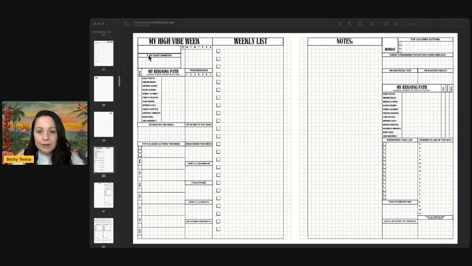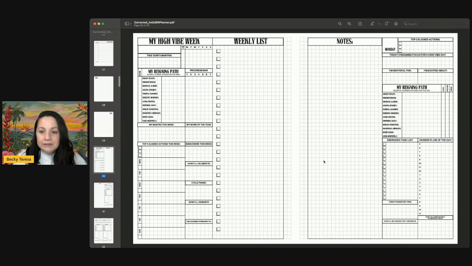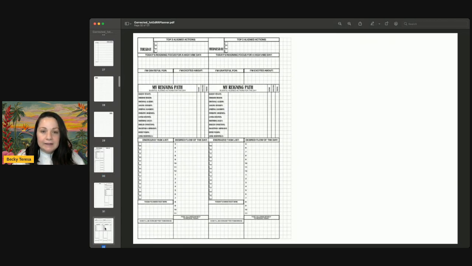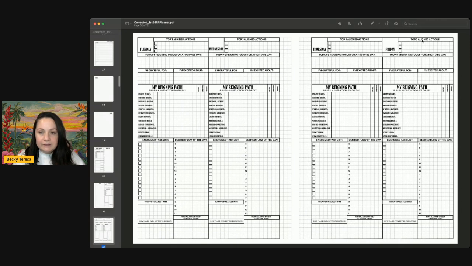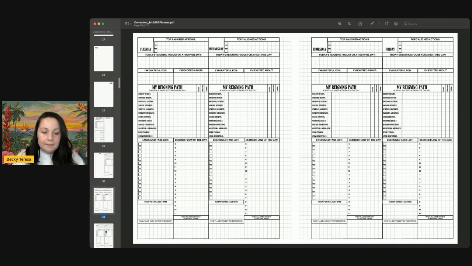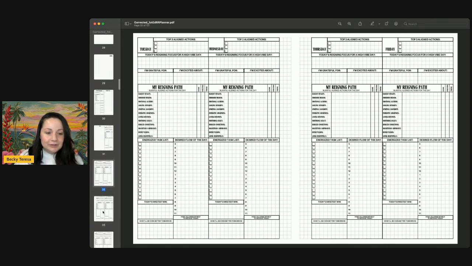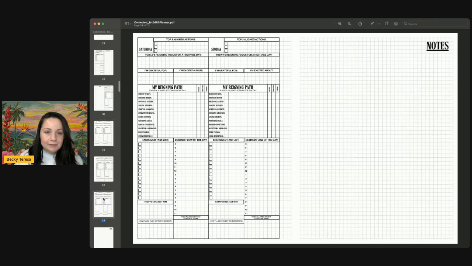So let me share my screen with you. I'm going to try and zoom in on these as we talk about everything. When you first open to these weekly pages, you're going to get your high vibe week, which is this section right here. Then you have your weekly list, you have your notes, and then Monday starts here. In the next spread is where you have Tuesday, Wednesday, Thursday, Friday. And then finally, yes, you get full pages for Saturday and Sunday. So let's see, will it show me those? Where are you at? Here we go.